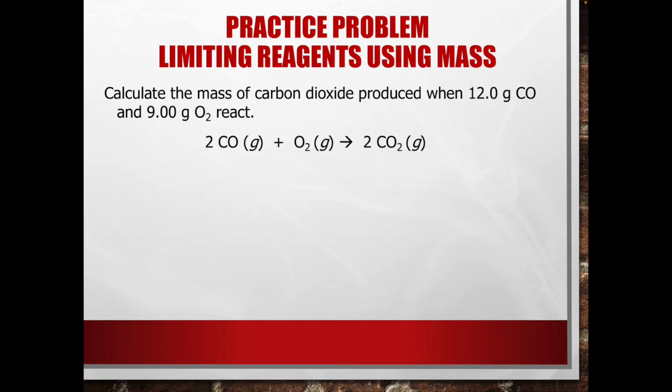All right, I want you to try one. This says calculate the mass of carbon dioxide produced when 12 grams of carbon monoxide and 9 grams of oxygen react. I was so nice, I've already provided you with the balanced chemical equation. Now what you need to do is make your two separate train tracks and figure out the mass of carbon dioxide that can be produced from this reaction. So go ahead, pause here, try this out, and then come back when you're ready to see the answer.